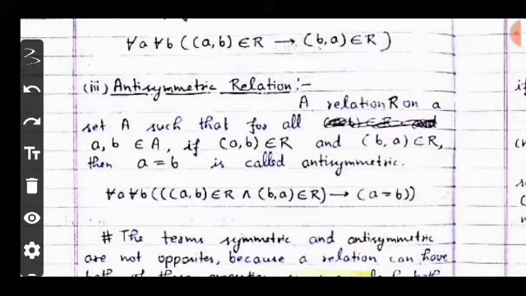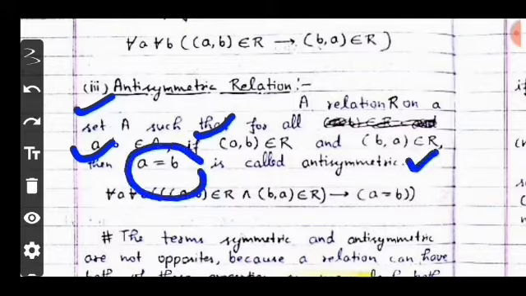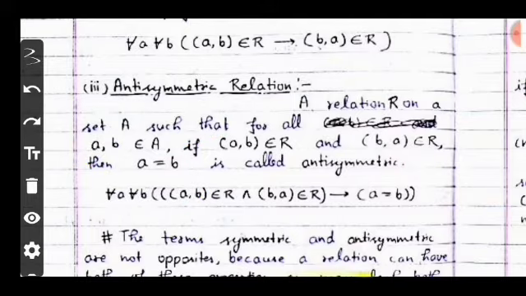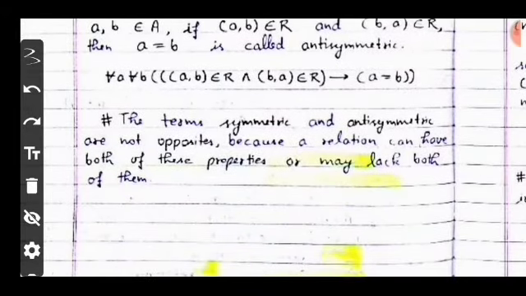Now move on. Antisymmetric relation. A relation R on a set A such that for all a, b belonging to set A, if (a, b) belongs to R and (b, a) belongs to R, then we say that a is equal to b. So this is your antisymmetric relation. Precisely, for all a, for all b, if (a, b) belongs to R and (b, a) belongs to R implies a equals b. Now the main point is that the terms symmetric and antisymmetric are not opposite, because a relation can have both these properties or may lack both of them.